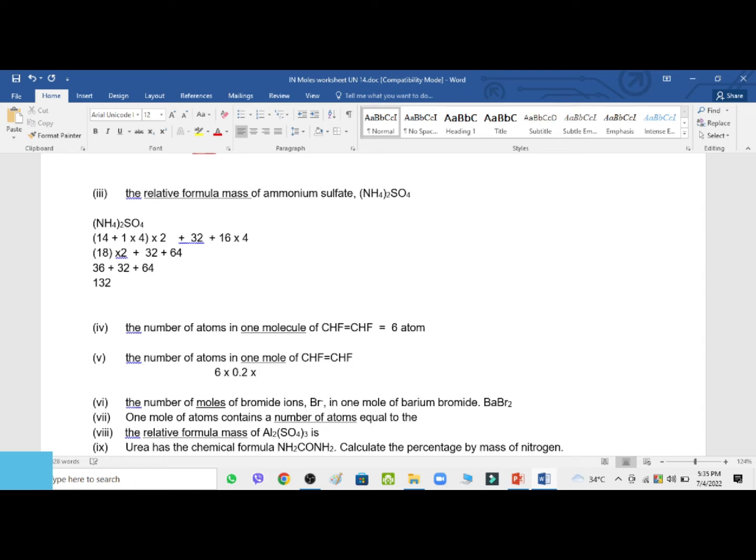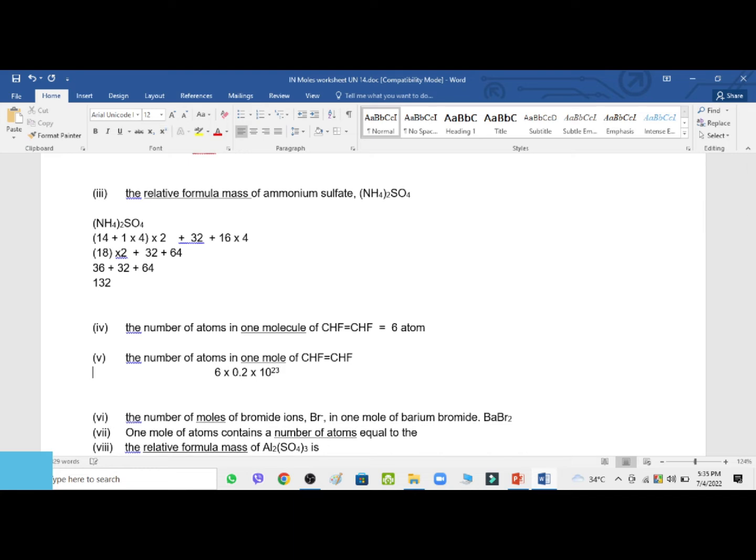6.02 times 10 to the power 23. This is the number of molecules. In the previous question you got one molecule, and in this question you get this many molecules because it says 1 mole. So how many atoms will there be? In one molecule you have 6 atoms. If this is the number of molecules, then how many atoms will there be? 6 times the number of molecules. That's the answer.